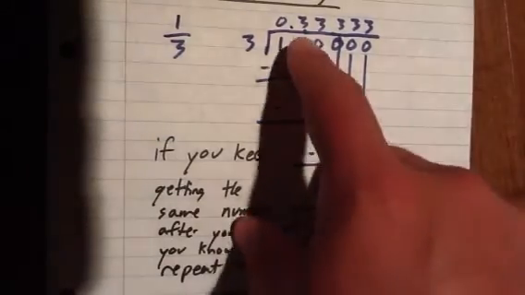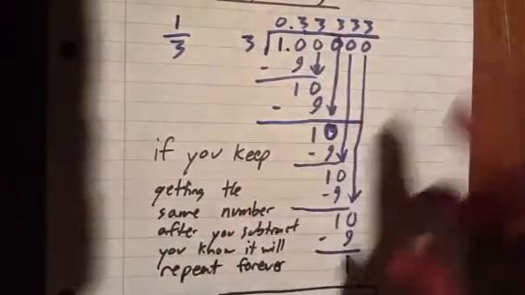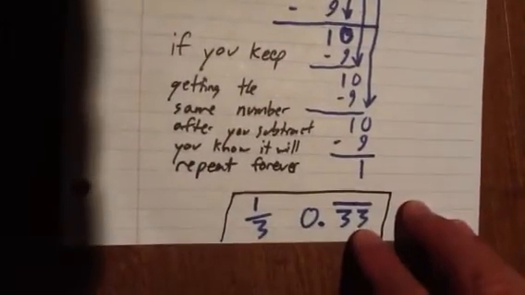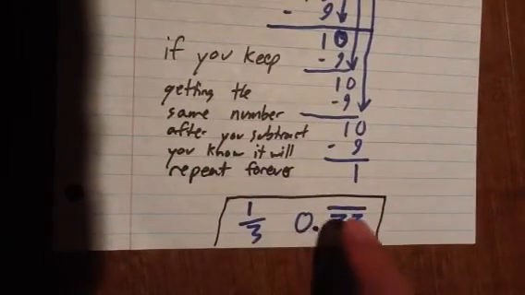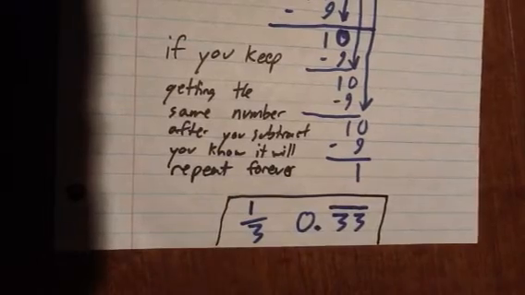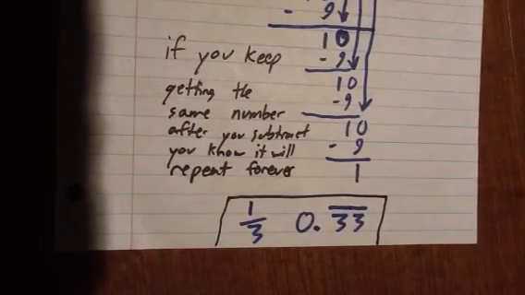So instead of writing 0.33333333, we change it to 0.3 with a line over it, or 0.33 with a line over it. That line tells us that the decimal continues to repeat.